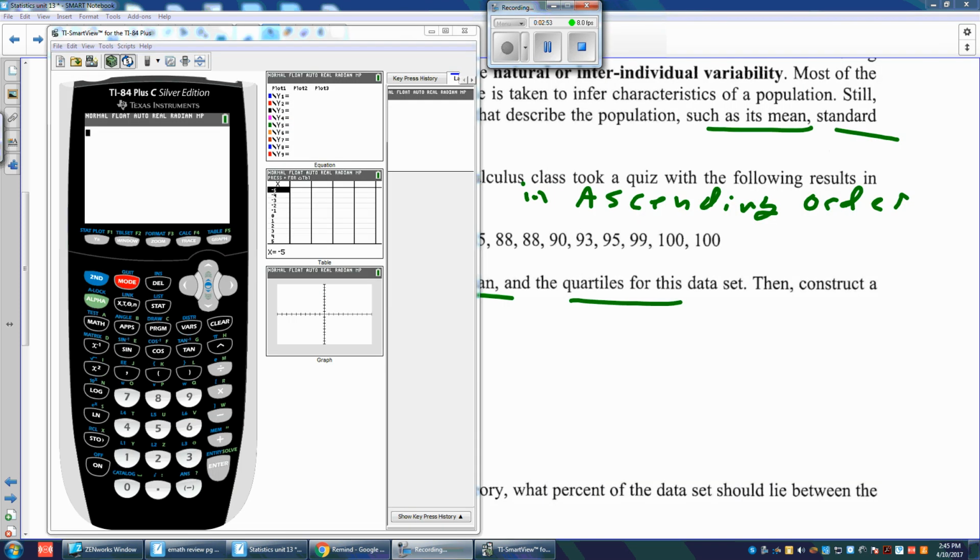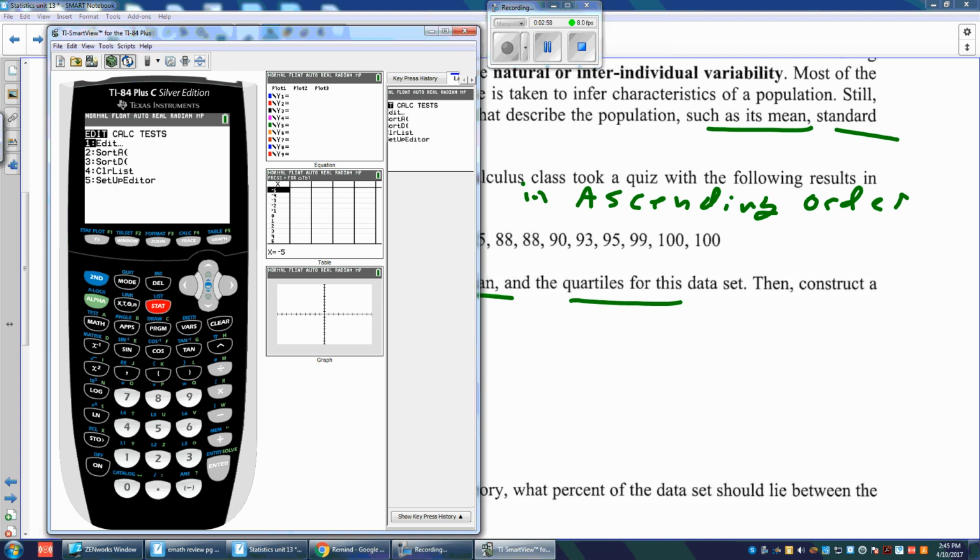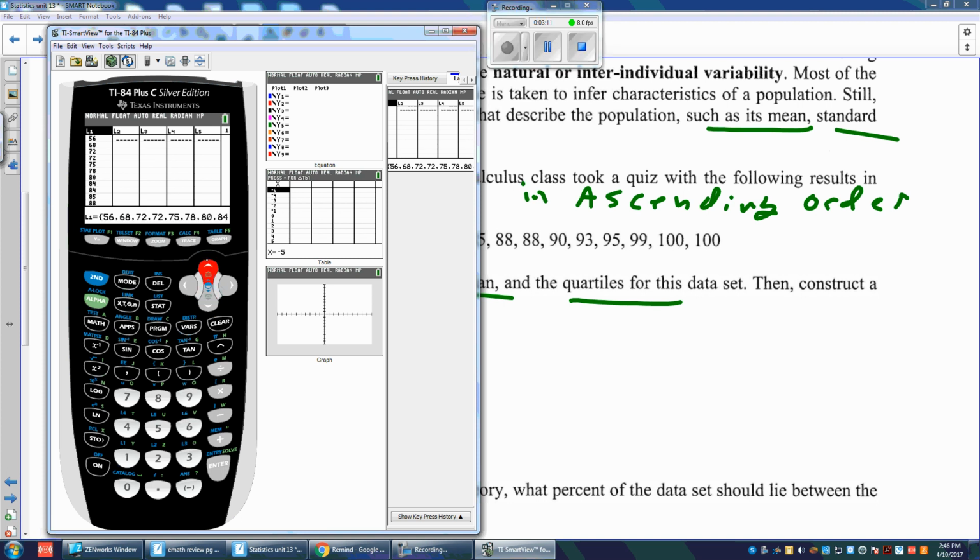So what we do is you hit the stat key and then edit. You enter all the data. And how do I know I've entered all the data? When you're at the last spot, it'll say 19. Right there on the bottom on the empty spot, it says it's the 19th spot. There are 18 numbers, so we know we already entered in 18 of them. On top of the last one entered, it says 18. So we entered all the numbers.